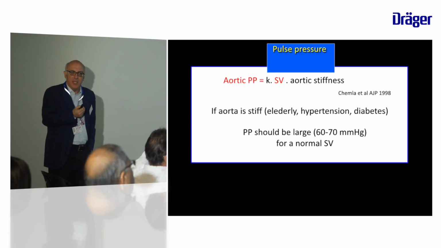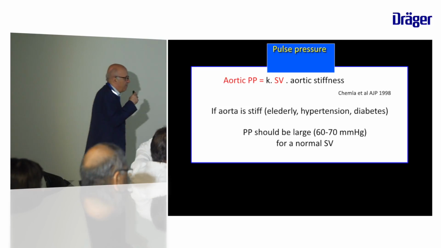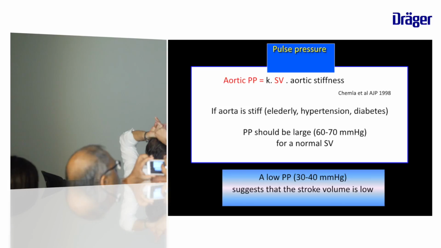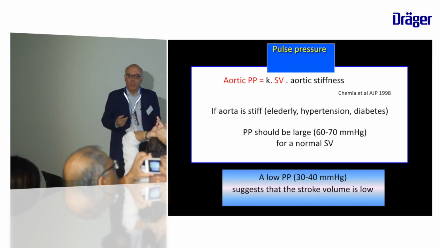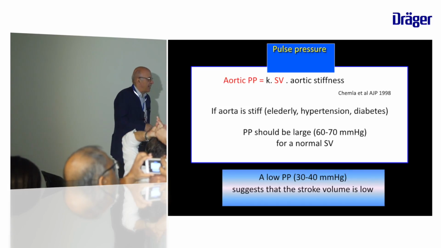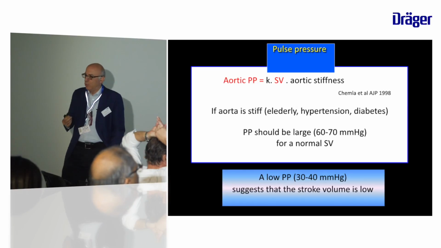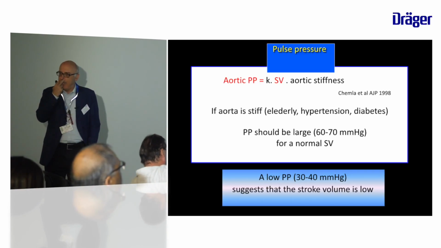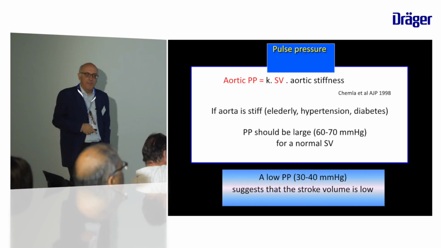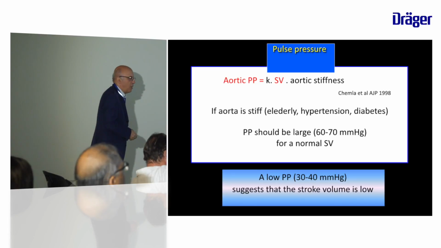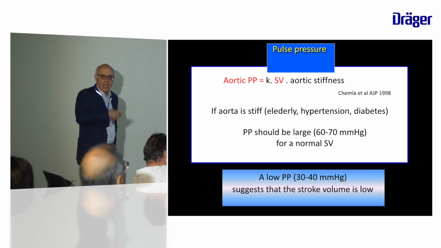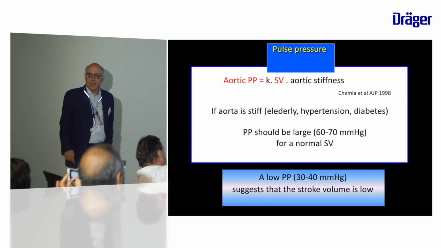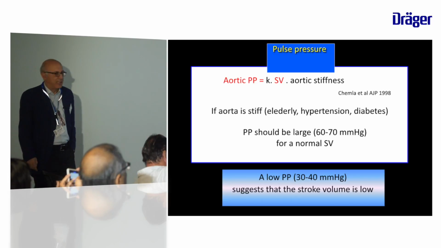So if you have an old patient and the pulse pressure is less than 60, so you have 30, you can expect a low stroke volume. So it's not good to have 30 of pulse pressure in an old person, okay? So these are simple things that sometimes we don't take into account: the heart rate and the diastolic and the pulse pressure as a representative of the stroke volume without measuring directly the stroke volume.